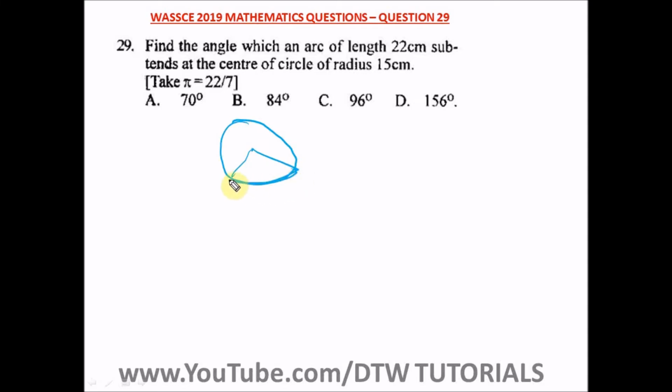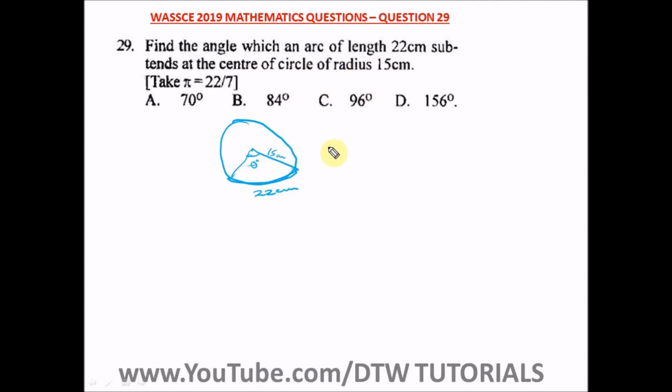We've been told the arc has a length of 22 centimeters. We're looking for the angle which the arc subtends, theta. That's what we're looking for, and we've been told the radius, which is 15 centimeters.